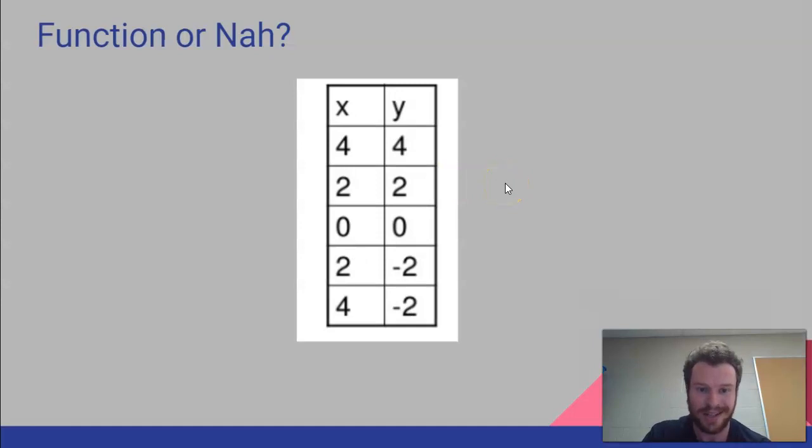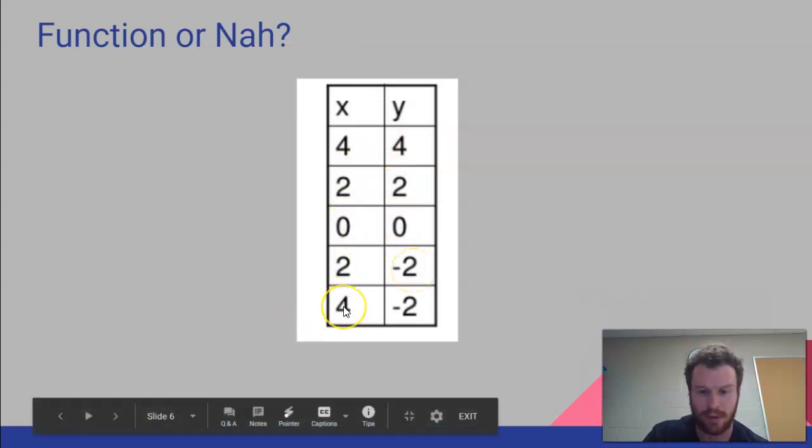All right, so our next table, let's think. Is it a function or not? Well, for the input value 4, we have one output value 4. For the input value 2, we have 2. For 0, we have 0. For 2, we have negative 2. And for the input value 4, we have an output value of negative 2.